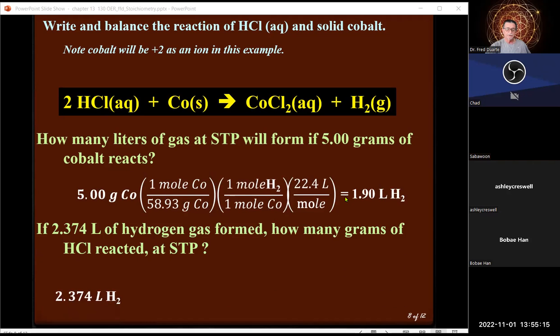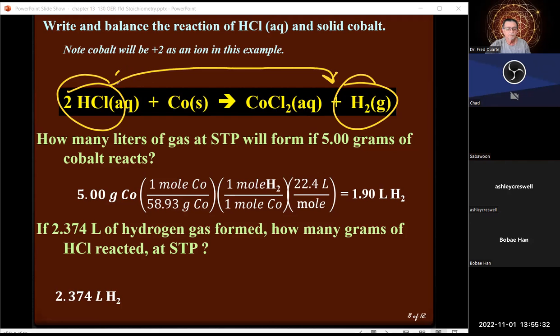Now, the second part of the question: if 2.374 liters of hydrogen gas are formed, how many grams of hydrochloric acid were reacted? So we're looking at HCl and hydrogen. The first is 2.374 liters of hydrogen. We're still at STP, so we can convert that volume to moles of hydrogen.